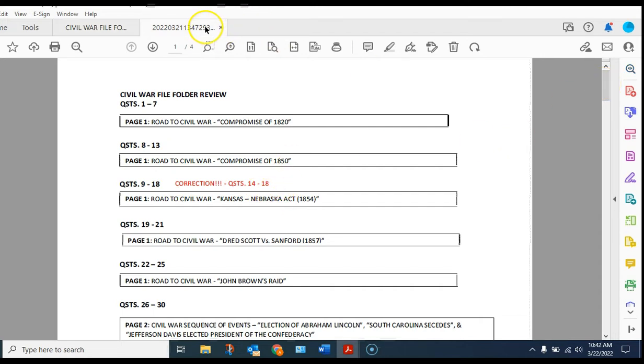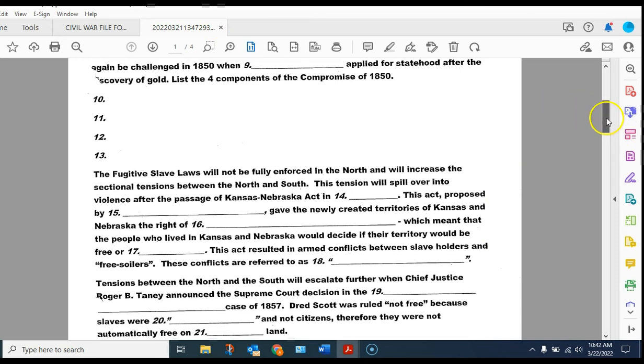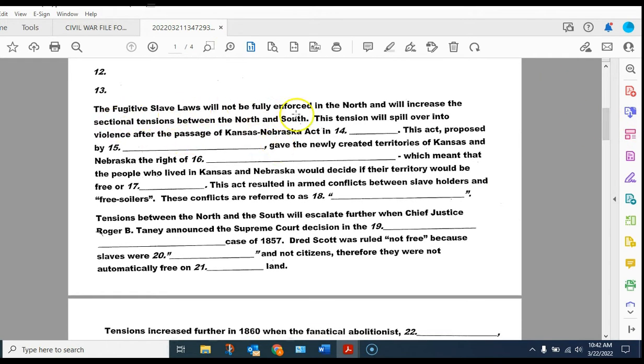We're going to answer using this right here on page 2. So here we go. The fugitive slave laws will not be fully enforced in the North and will increase the sectional tensions between the North and South. This tension will spill over into the violence after the passage of Kansas-Nebraska Act in blank. This act, proposed by blank, gave the newly created territories of Kansas and Nebraska the right of blank, which meant that the people who lived in Kansas and Nebraska would decide if their territory would be free or blank. This act resulted in armed conflicts between slaveholders and free soilers. These conflicts are referred to as blank.